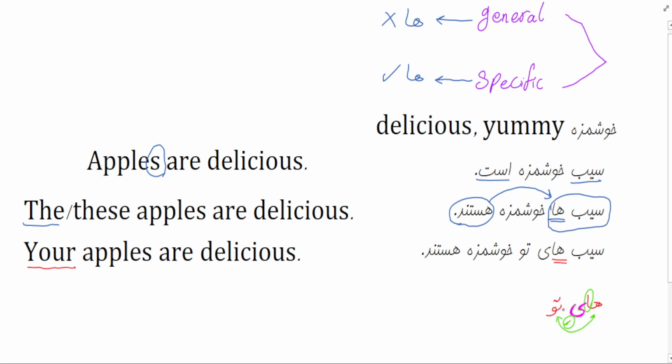Sibha eto, we say sibha yeto, sibha yeto. Anyway, sibha yeto. Then remember, 99% of the time, it's dropped. Okay, سیب‌های تو خوشمزه هستند. These specific apples are yummy, right? Now, next slide and next examples.